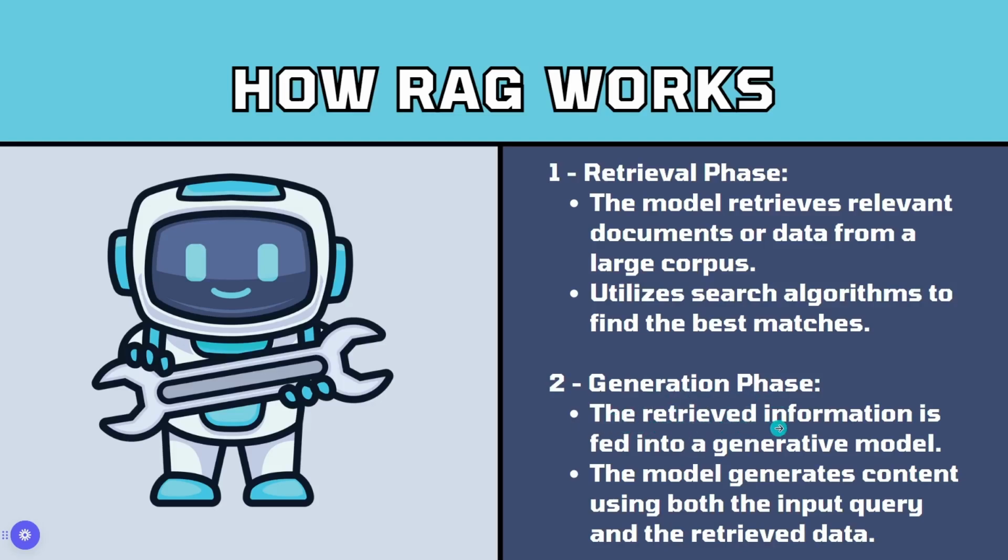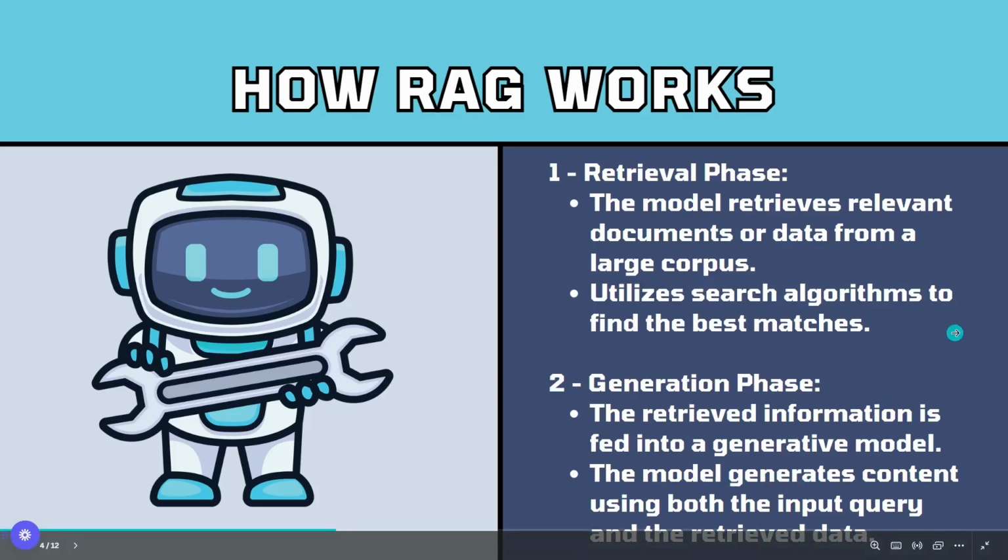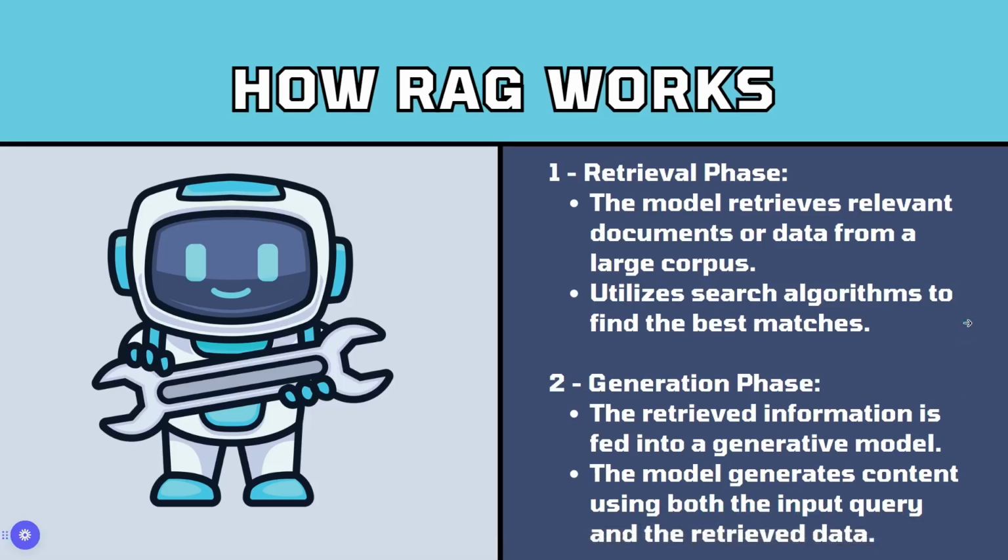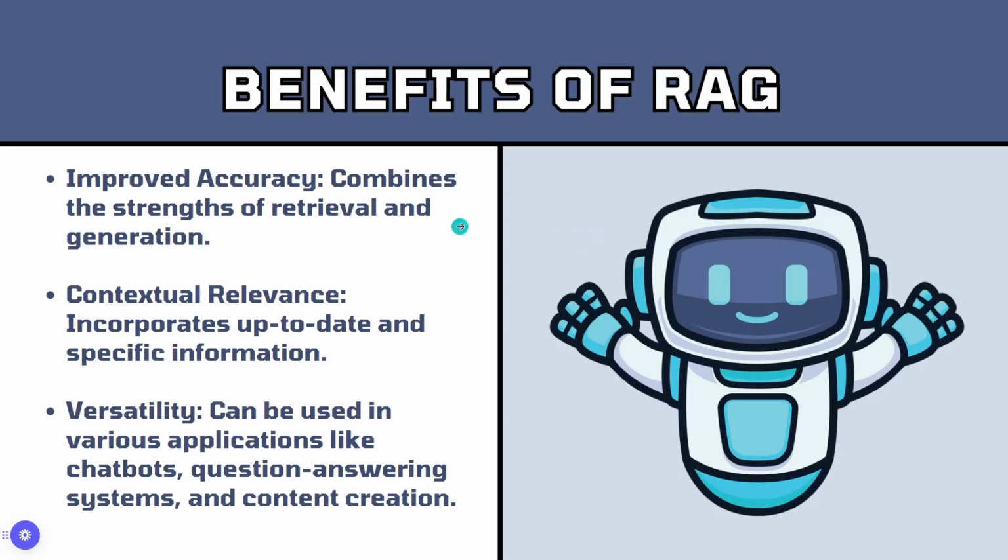The retrieved information is fed into the generative model, or the GPT-4 model that we're using, and then the model generates content using both the input query, or the question the user is asking, and the retrieved data, or the JSON file. So that's what we're going to do.